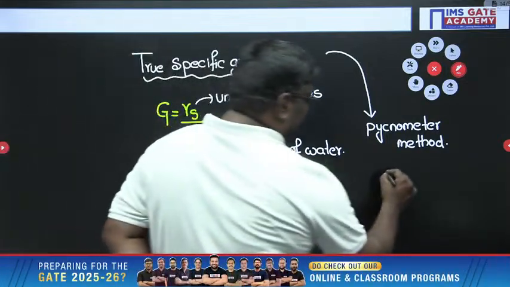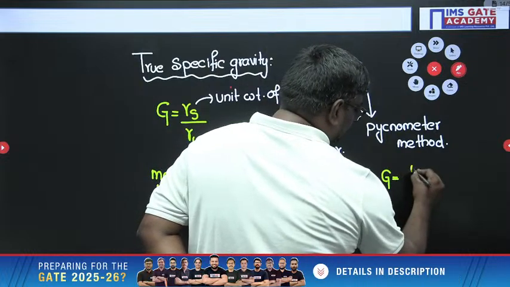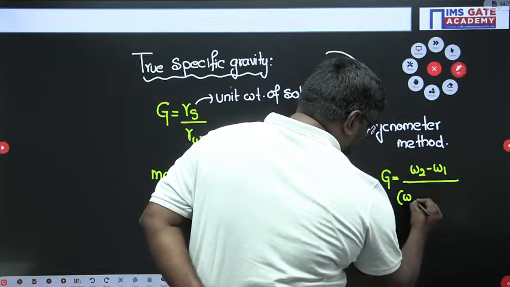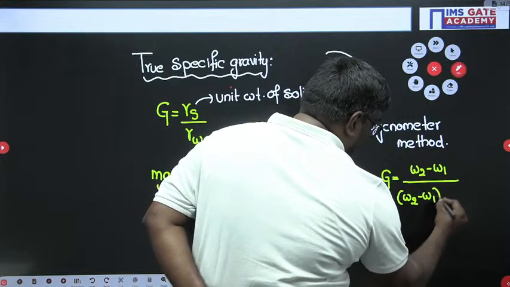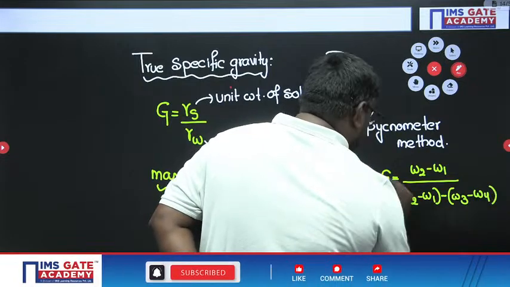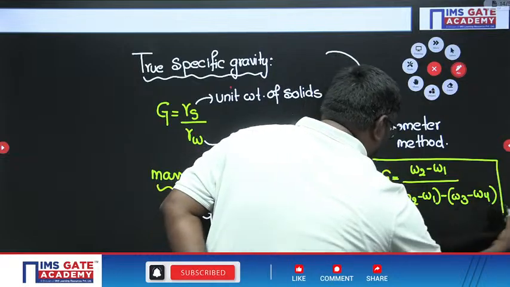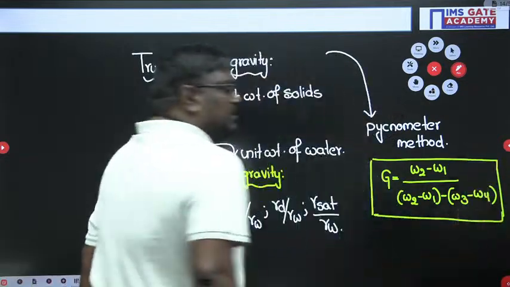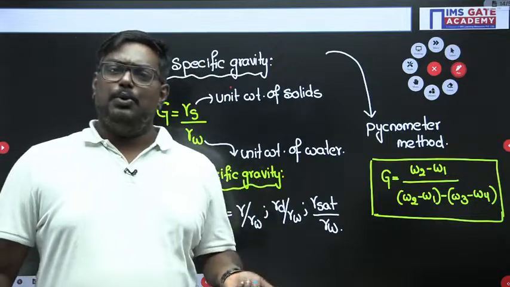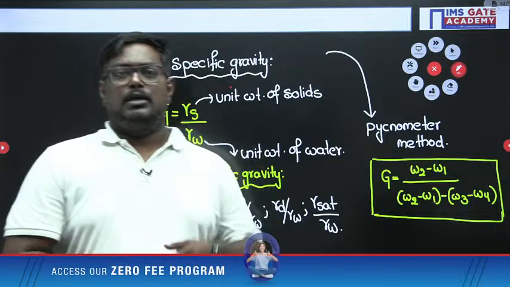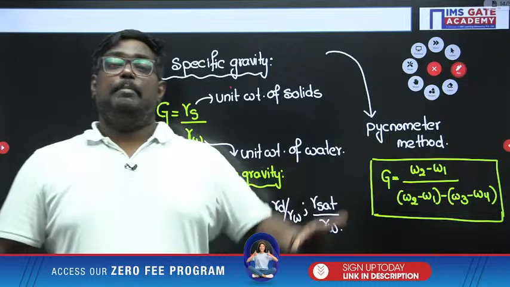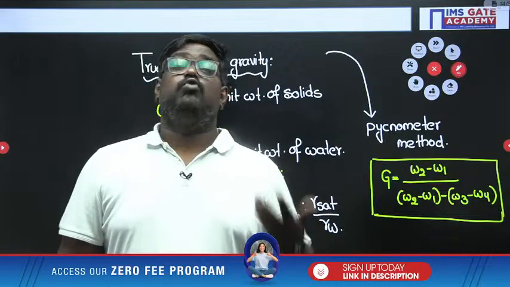Or see here, I will write the formula here. G can be written as (W2 minus W1) upon (W2 minus W1) minus (W3 minus W4). And here, see students, this is the true specific gravity. What is W1? Weight of pycnometer. What is W2? Weight of pycnometer plus solids. What is W3? Weight of pycnometer plus solids plus water. What is W4? Weight of pycnometer full of water.